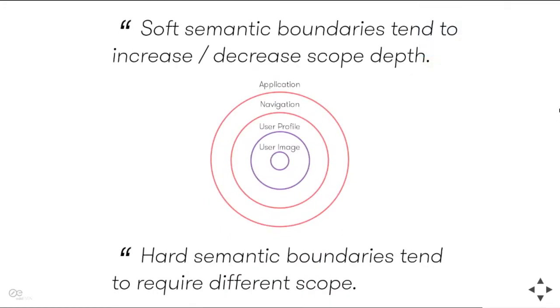So I like to think of it like this. Soft semantic boundaries tend to decrease scope depth, nothing else really. So you're going to zoom in on the scope, right? You have a user profile, user image. It's kind of diving into the scope. And hard semantic boundaries tend to require a different scope.